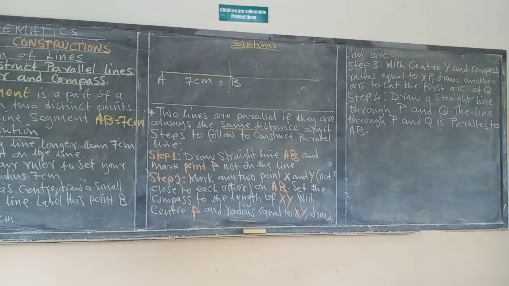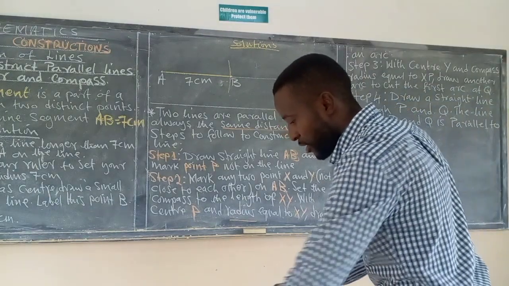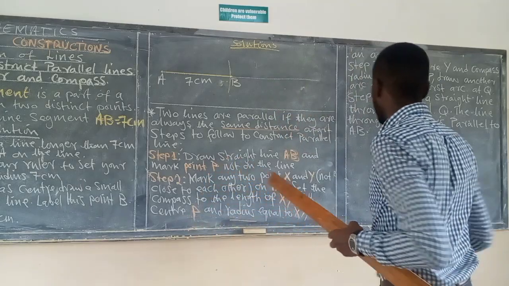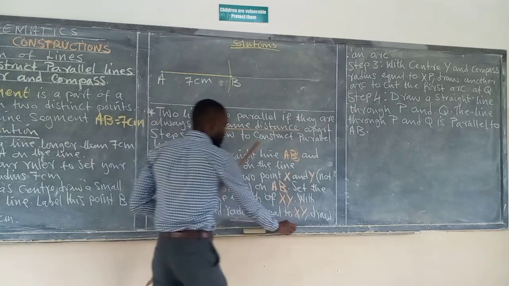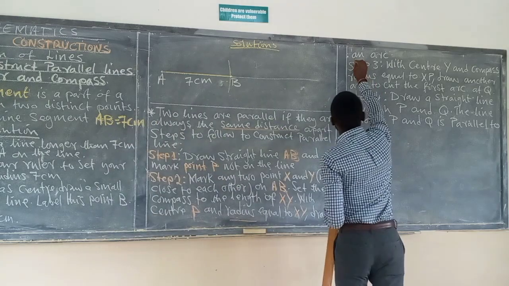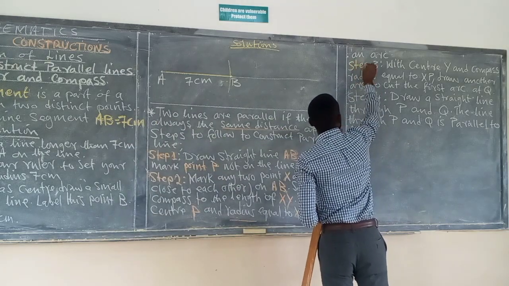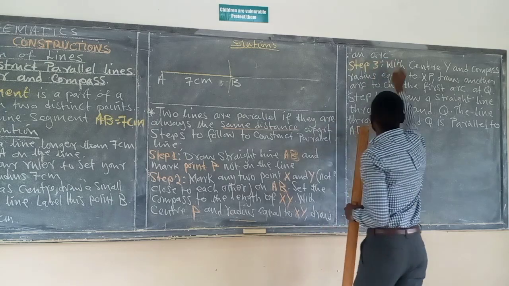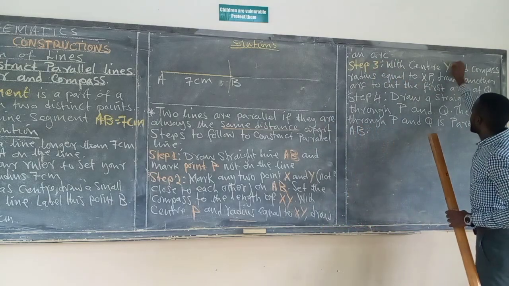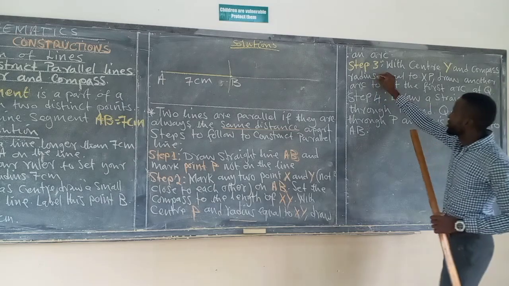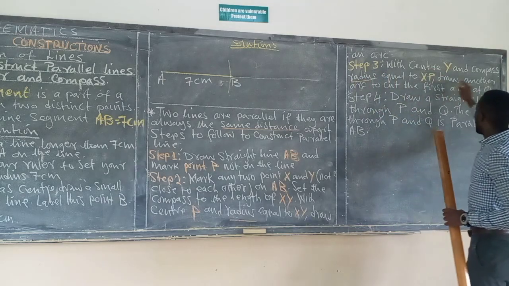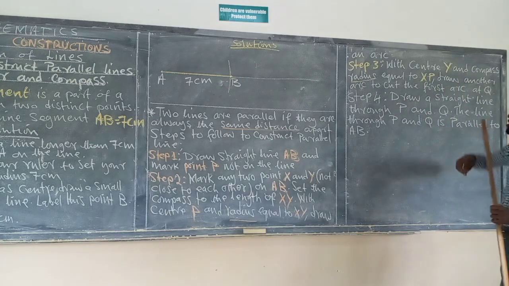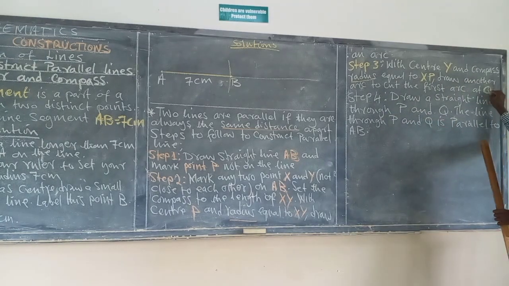So let us draw these parallel lines, using our ruler first. We need to draw an arc, but keep in mind they are continuing step 3. Step 3 tells us that with center Y and compass radius equal to XP, draw another arc to cut the first arc at Q.